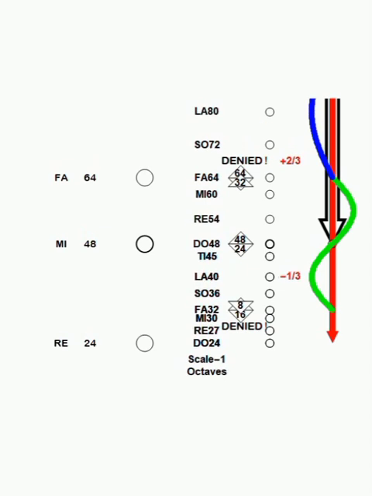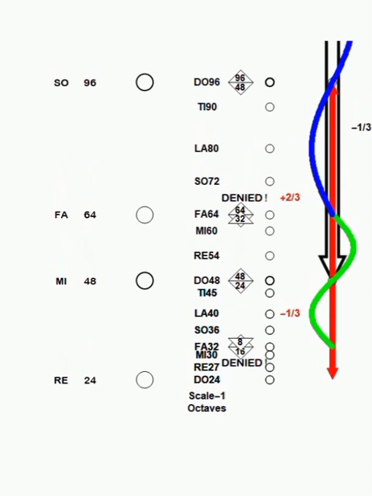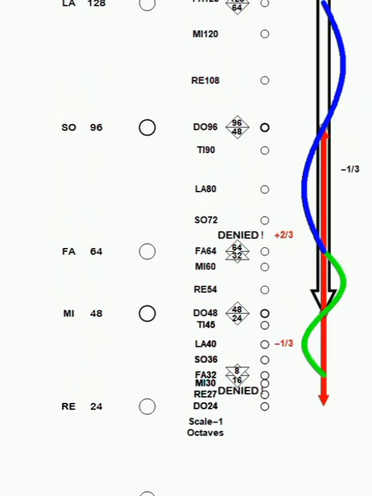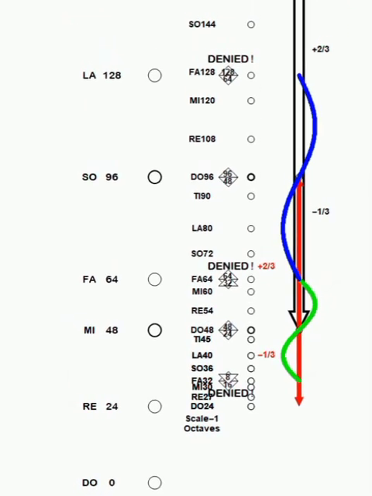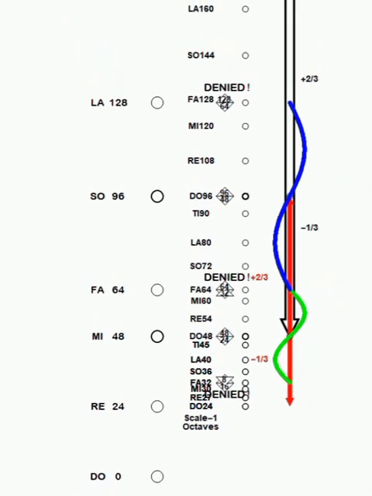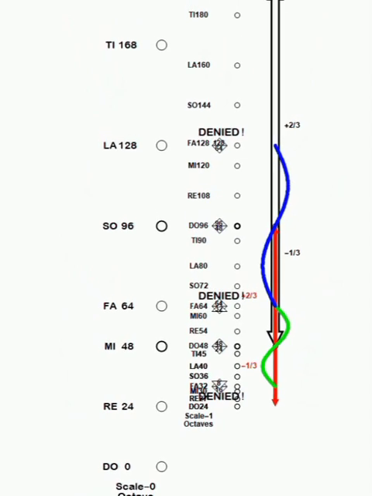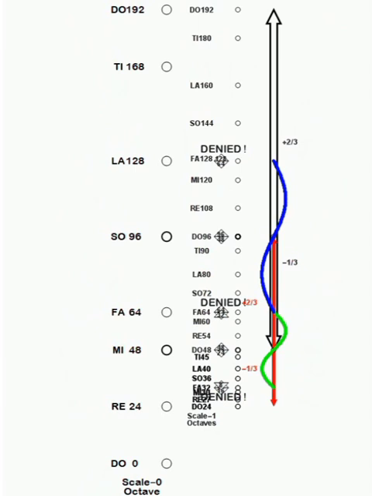Exactly the same thing happens to the force at Do 96, at So 96 in scale 0. It is forced to oscillate between the Fas at Fa 64 and Fa 128, where it also encounters a force which denies its downward or upward motion. This oscillation is just twice the size of the oscillation at Mi 48, and is called the major oscillation, depicted by a blue sine wave centered at So 96.